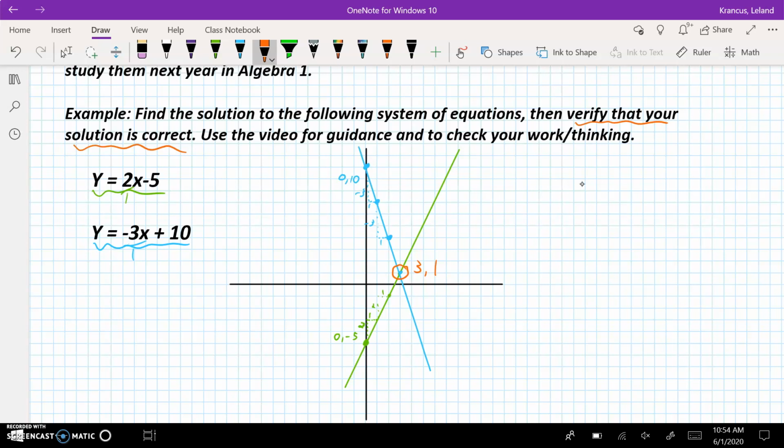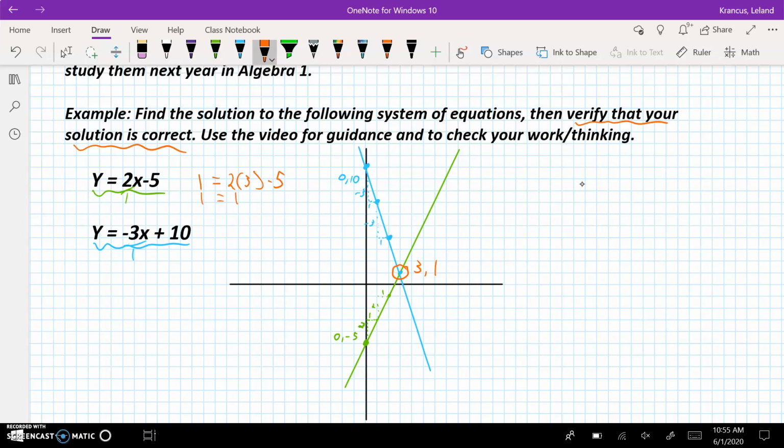So for the first equation, y is 1 when x is 3. We're just seeing if that's correct. And it is, because that would be 6 minus 5, which is 1. So it works for that one.